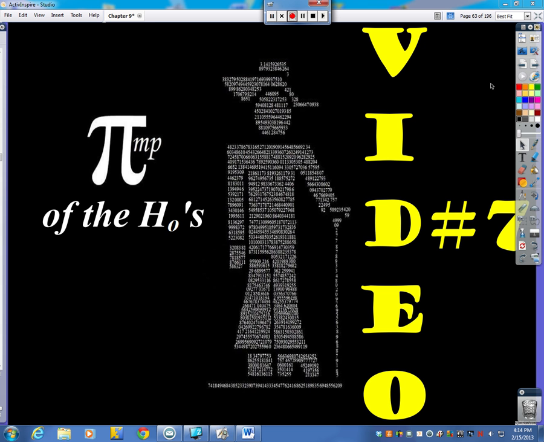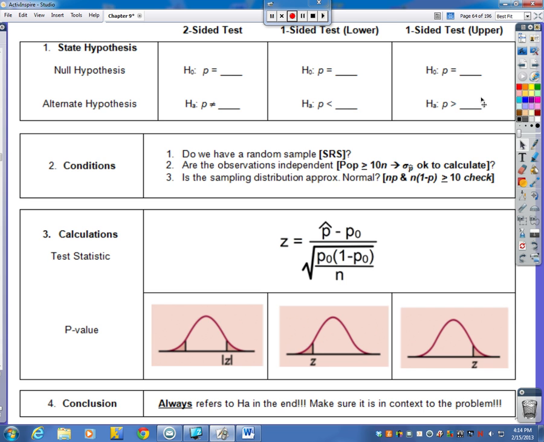Video 7, Chapter 9. What we're going to move on to are some two-sided tests, a two-sided z-test for a proportion. In the last video we talked about doing a one-sided z-test, where our alternate hypothesis used the less than or greater than sign. Since we're going to be doing a two-sided test, we will be using the not equal to sign, because we don't know if we should be going greater than or less than, so we will consider both.